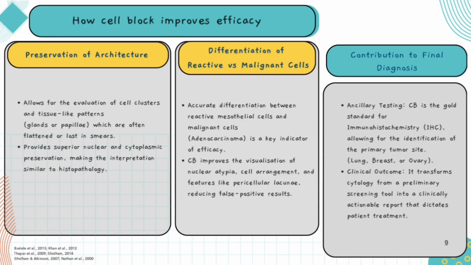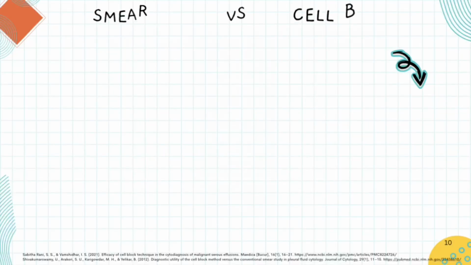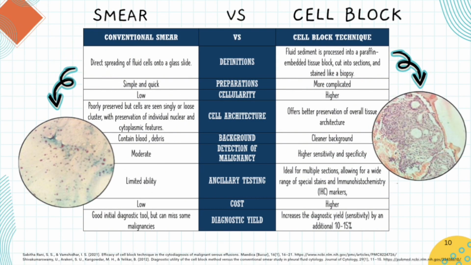Cell block plays a crucial role in ancillary testing, as it is considered the gold standard for immunohistochemistry. This allows identification of the primary tumor sites such as lung, breast, and ovary. Clinically, this transforms cytology from a preliminary screening method into a clinically actionable diagnostic report that directly guides patient treatment. Now let's take a look at the comparison between conventional smear and cell block.